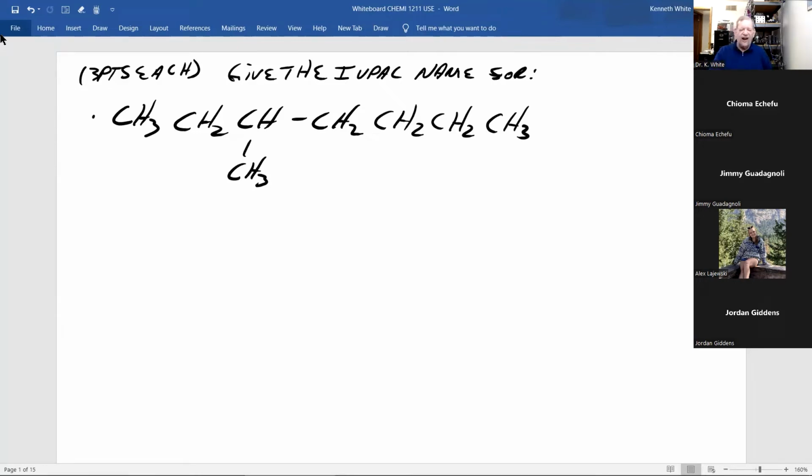All right. Now, the first step in finding the IUPAC name is to find the longest chain. And guess what? I'm going to share some of the fun. I'm going to let you first try and figure out what is the longest chain. So, ready, set, go. Remember, this is a lot of fun.